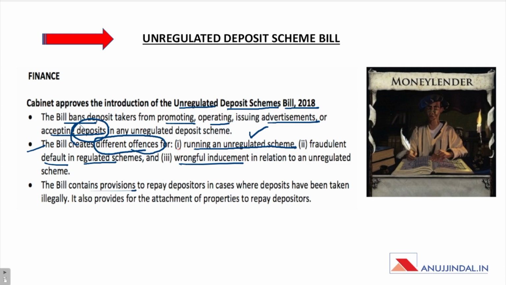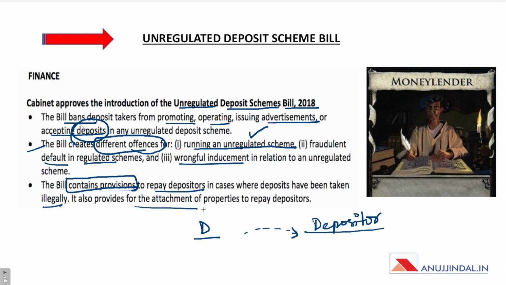It also contains provisions, and this is a first, to repay depositors in cases where deposits have been taken illegally. So, you are the person who has taken the deposit, and then there is a depositor who has deposited the money with you. If you have taken some money from a depositor, then it makes it compulsory to repay that depositor whatever money has been taken from him.